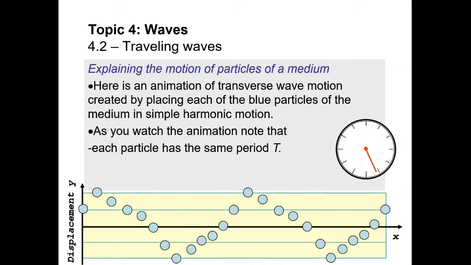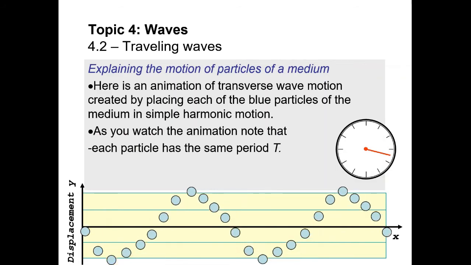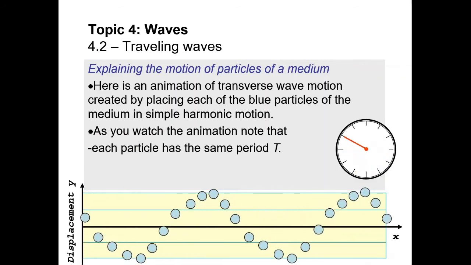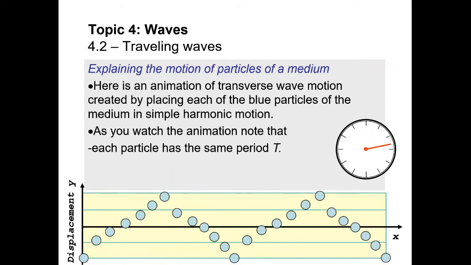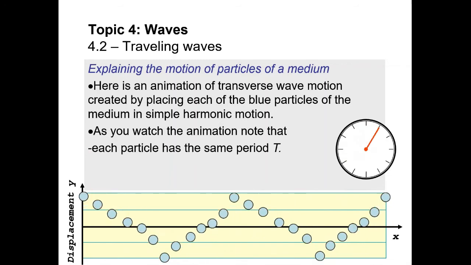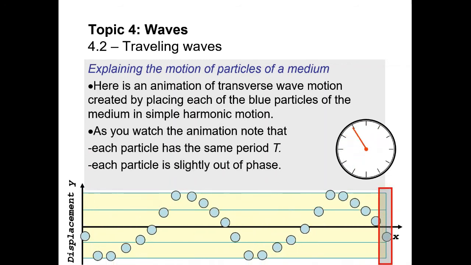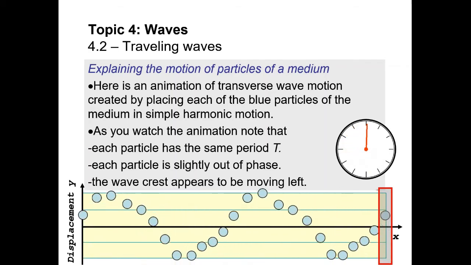Here's an animation of a transverse wave motion created by placing each of the blue particles of the medium in simple harmonic motion. As you watch the animation, note that each particle has the same period, T. Each particle is slightly out of phase. The wave crest appears to be moving left.